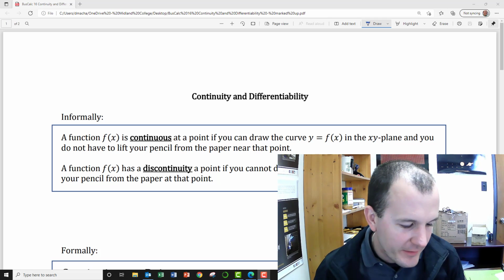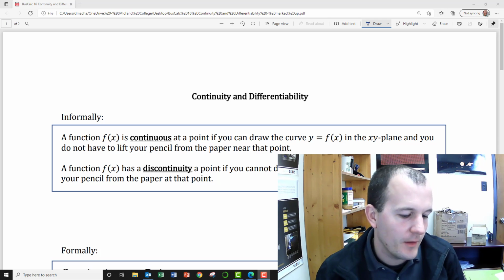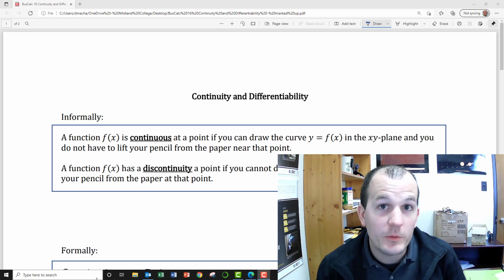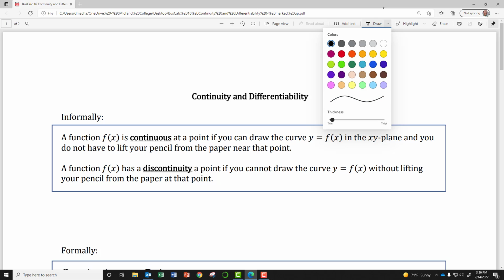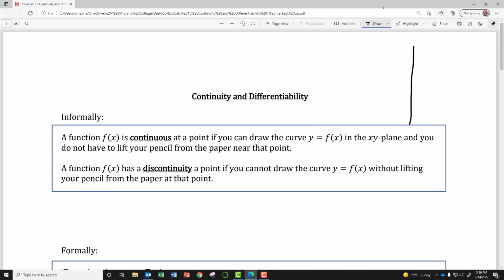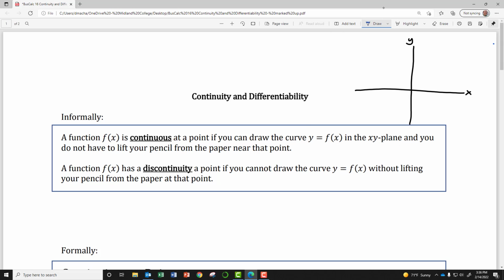Hi everyone, in this video we are tackling the concepts of continuity and differentiability. Continuity is actually one of the first things we talked about in this course, but we're coming back to it here to talk about it in a little bit more detail. One of the things we said earlier in the course, if we're speaking informally, is that a function is continuous if you can draw it without picking up your pen. If you have to pick up your pen as you're drawing your function, that point where you lift your pen is called a discontinuity.